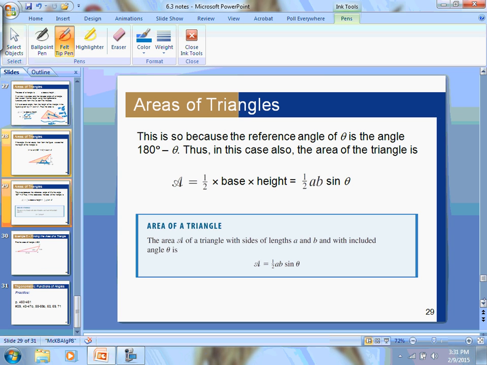So here's our equation that we're going to be using: 1/2 times a times b times the sine of theta. And a and b are going to be our two side lengths, and sine of theta will be our angle in the triangle as well.